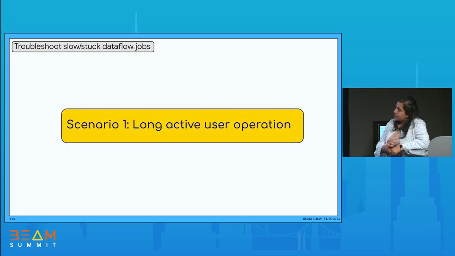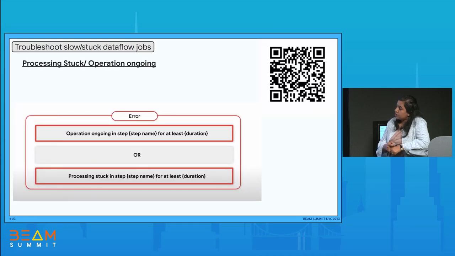So I'll be going over all the logs for a job which shows there is a long active user operation and the job is basically stuck. So if you observe an error like this in your logs, where operation ongoing in step or the processing is stuck in step, then it indicates that the pipeline is basically stuck. As it says, processing stuck or operation ongoing over and over again for a streaming pipeline. So here is a QR code which includes the public documentation we have for troubleshooting this particular error.